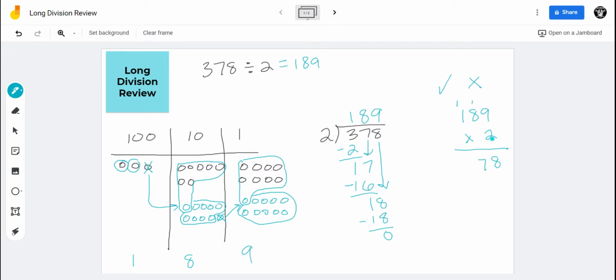Carry the 1. 2 times 1 is 2, plus 1 is 3. I've got 378, which was my original dividend. So I know that my answer is correct. Let's do one more example problem here.